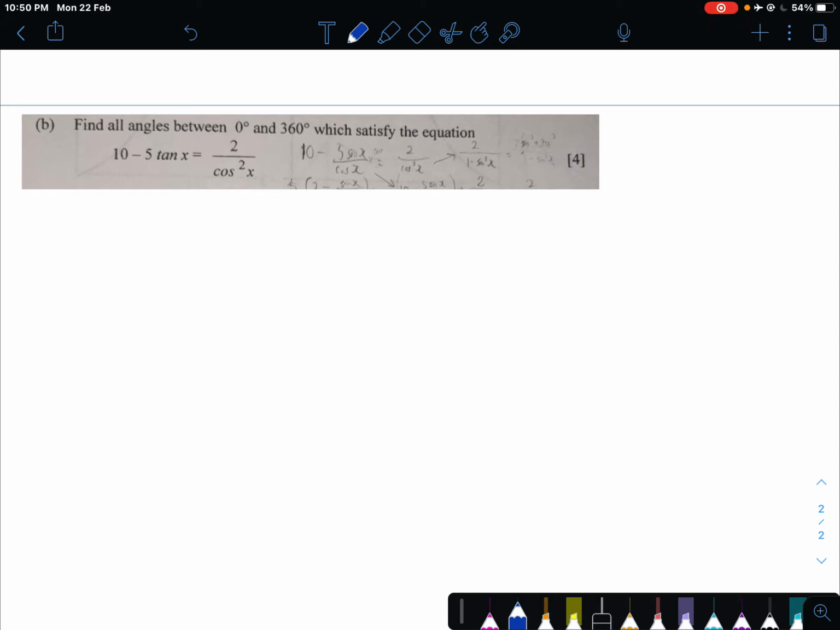Alright, now we're going to look at question 5 part B. Find all the angles between 0 degrees and 360 degrees which satisfy the equation 10 minus 5 tangent x equals 2 over cosine square x.